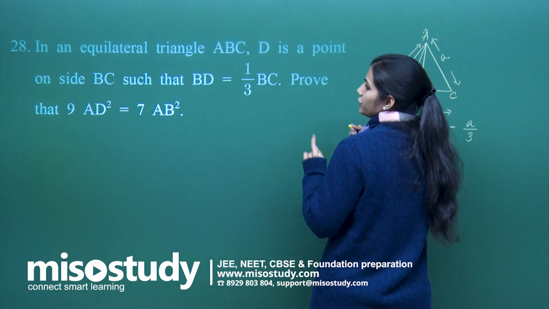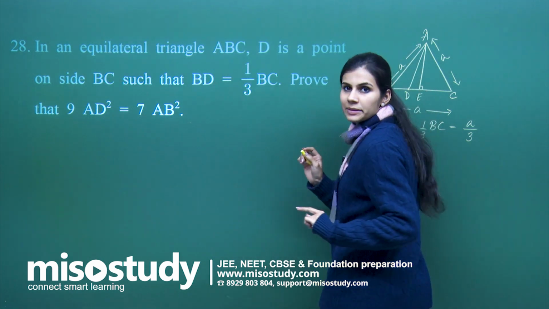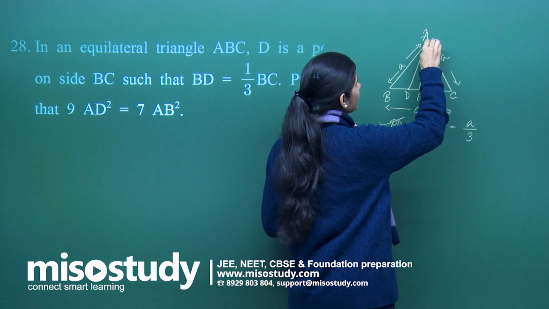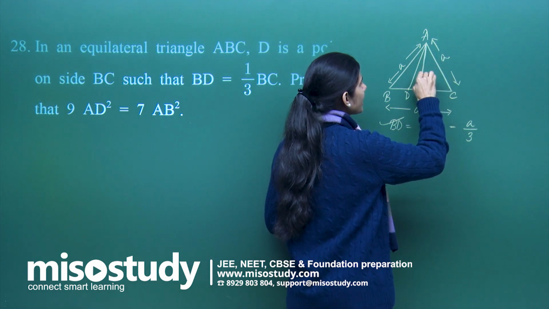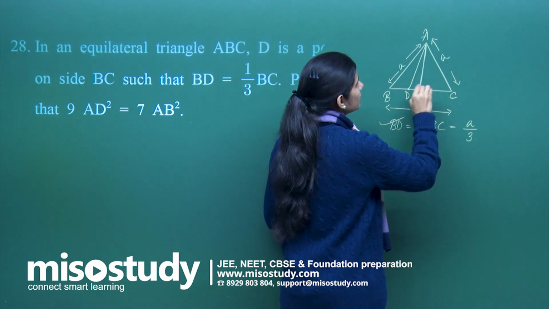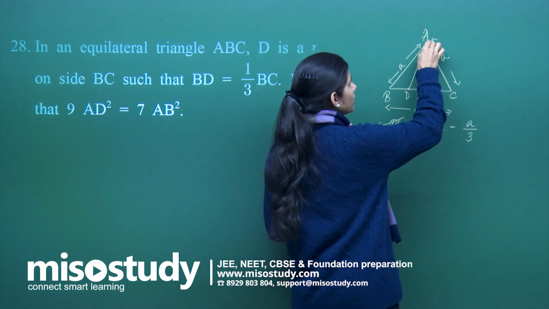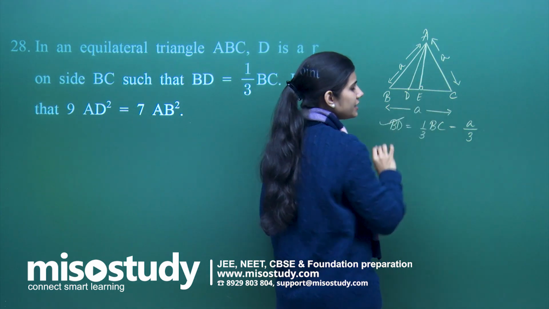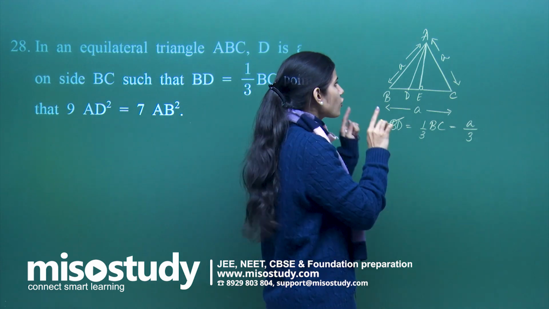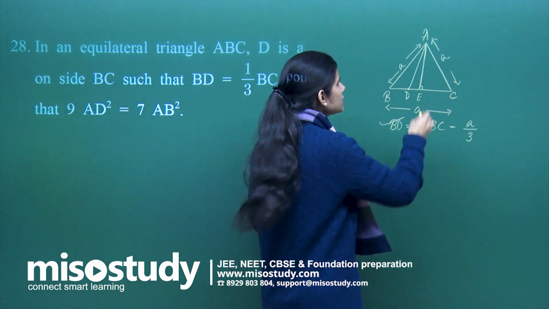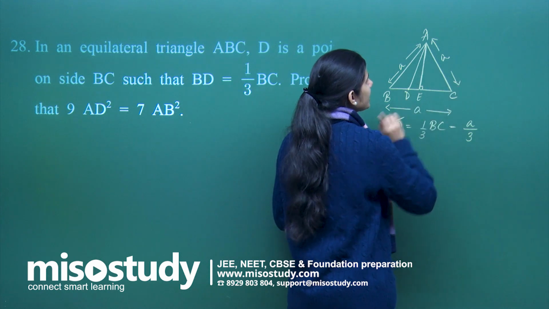What I need to show? I need to show 9 times AD square is 7 times AB square. What did I do? I drew a perpendicular from A on side BC. Now please don't forget this is an equilateral triangle. So this perpendicular gives you two triangles, which are triangle ABE and triangle ACE.